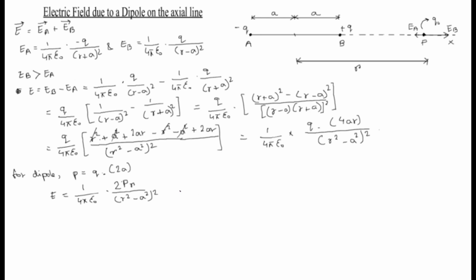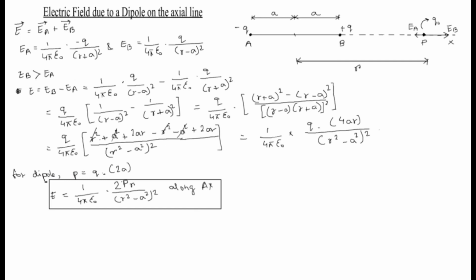But we know a reduced form also. We'll do that just now. I'll write the direction. So this direction is along ax, not xa, it is along ax. So since E_B is greater than E_A vector, the resultant vector will obviously be in the direction of E_B, that is in the direction of ax, right? Okay. Now, this can be written as a generalized form like this. So this is a generalized expression.